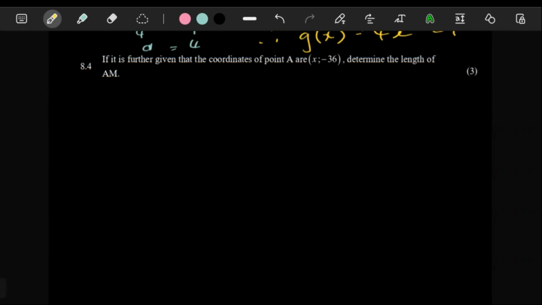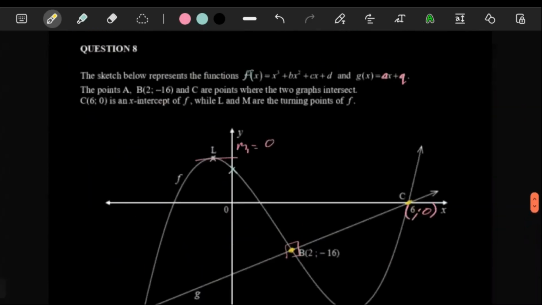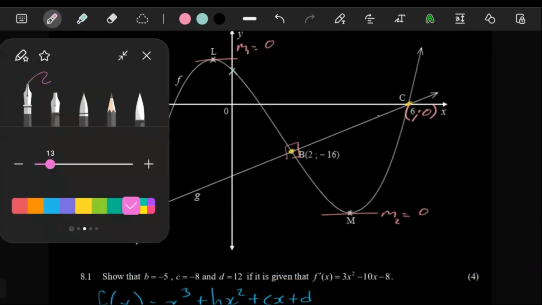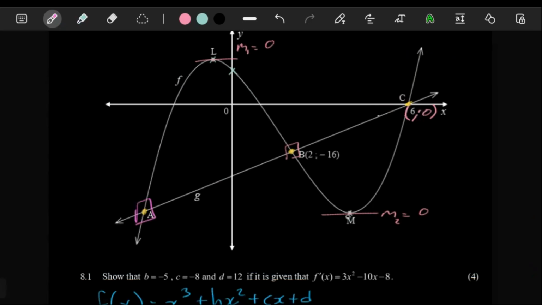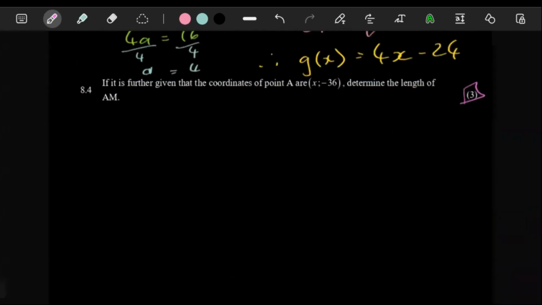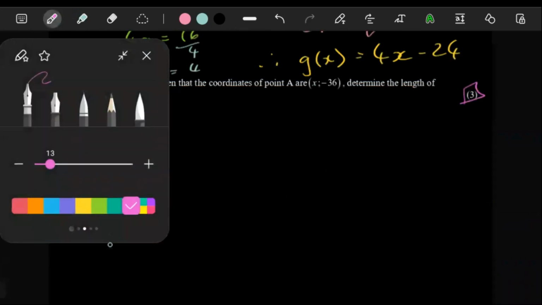Okay. So with this question, right? It's clearly one of those questions where it says if it is further given that the coordinates of point A are that, determine the length of AM. Where is AM? There's A over here. There's M over there. So if you're going to get the length of AM, that's not a difficult question, right? Even if you check the mark allocation, it's just a 3-mark question.